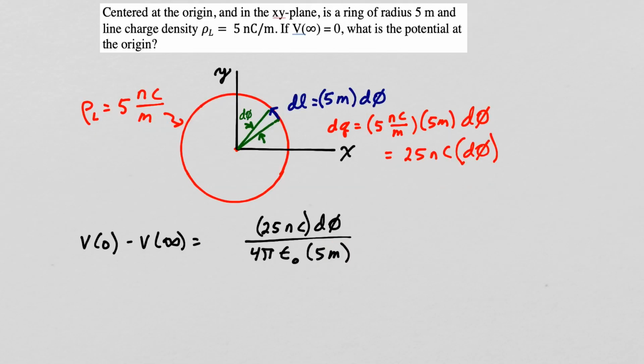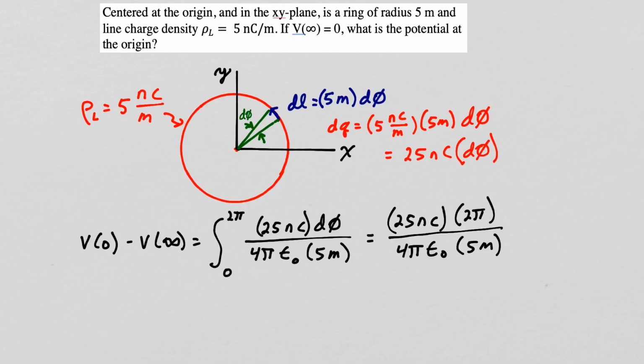We can find the potential at the origin due to this dq, just like we did in the previous problem, by taking our charge dq divided by 4 pi epsilon sub 0 times the distance from our charge dq to where we want to find the potential, which is 5 meters. To find the potential due to the charges all along the ring, we just integrate from 0 to 2 pi. All these terms are constants, so the integral from 0 to 2 pi of d phi is just 2 pi.